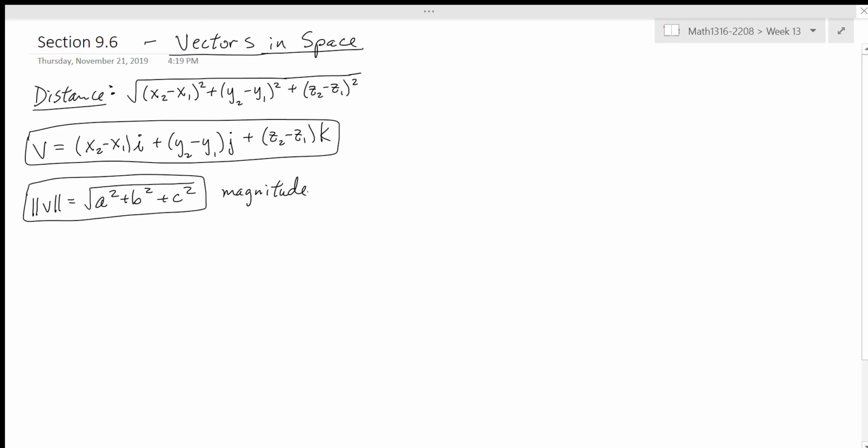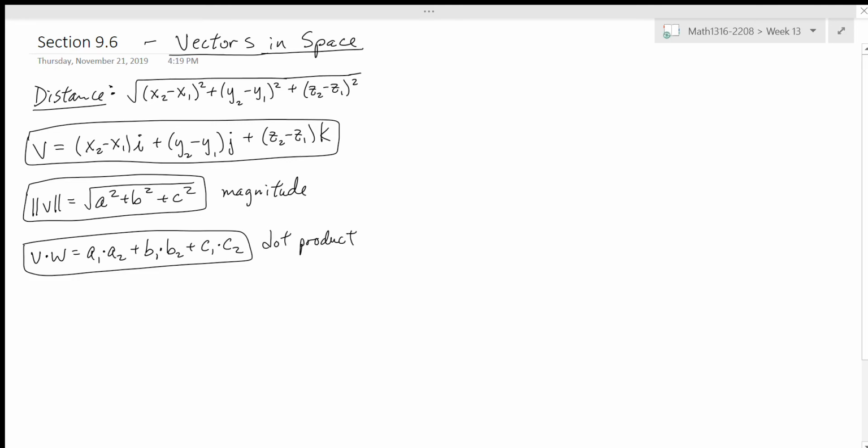And the dot product, didn't we do dot product last time? And the dot product formula is basically the same as it was last time, except now you've got 3 components. So it'll be a1 times a2, b1 times b2, and now you've got the z component, c1 times c2. There's your dot product.